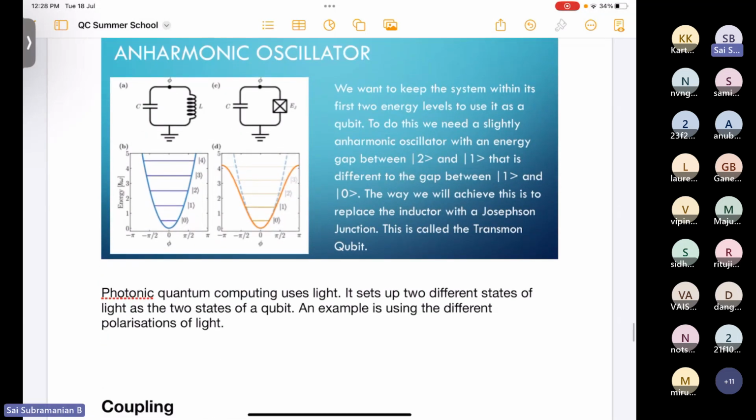A third way to define a qubit could be using light. Photonic quantum computing is also very popular. I believe Xanadu is a company that's exploring that a lot. And you can use two different states of light as the two qubit states. One example is different polarizations of light. You might remember vertical and horizontal polarization of light. So you can use those two as the two states to define a qubit.